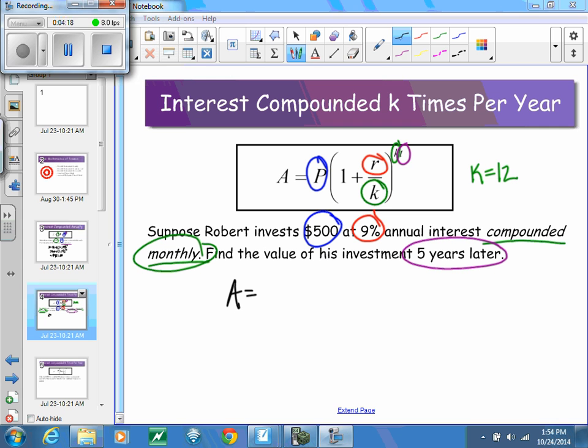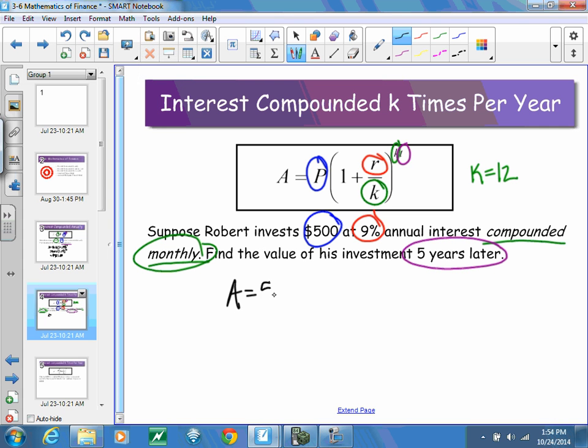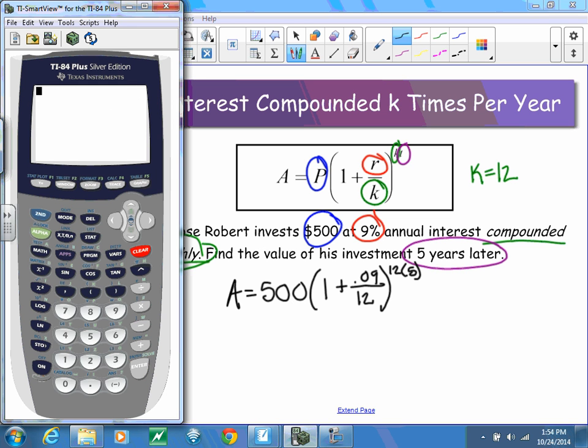Okay, so now we've got our principal amount, so that's going to give us 500 times the quantity of 1 plus 0.09 divided by 12, since we're compounding this monthly, and take it to the power of 12 times 5, since we're looking at 5 years. Now, as we start putting all this into our calculator, just be very careful. One of the biggest mistakes is once you get to the exponent part of this. You can break it up into parts if you'd like to. But here we've got 500, and we're going to multiply it by a quantity of 1 plus 0.09 divided by 12.